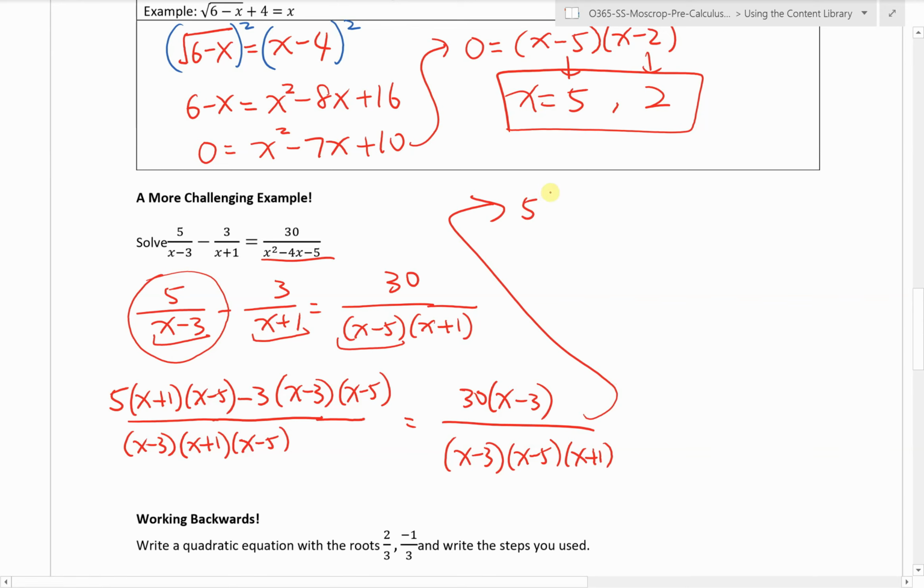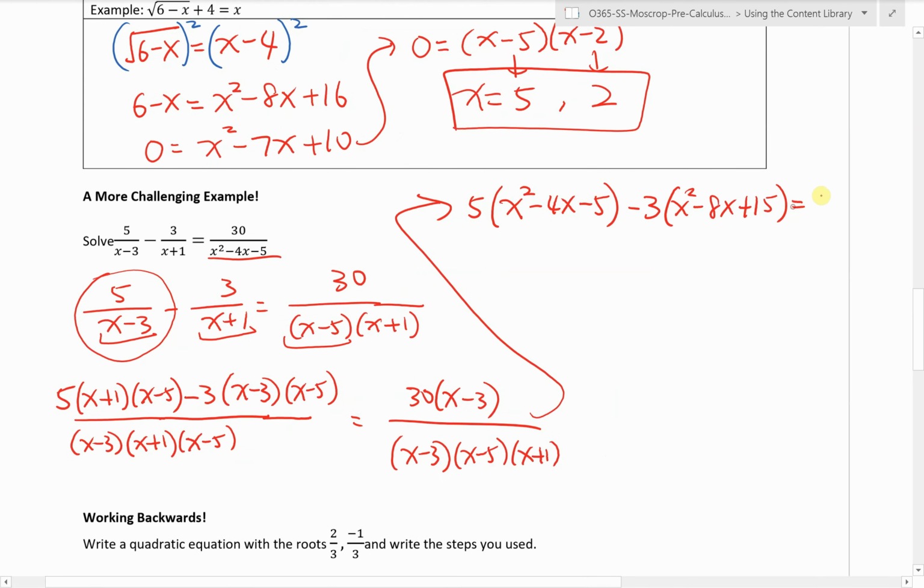Okay, so I have 5 times, this is a product of binomials. I'm going to multiply that. I get x squared minus 4x minus 5, minus 3 times x squared minus 8x plus 15. And on the right hand side, you should end up with 30x minus 90. And again, I can expand this even more. I should get 5x squared minus 20x minus 25, minus 3 times x squared is 3x squared. Negative 3 times negative 8, so be careful, it's both negatives, so plus 24x. Negative 3 times 15 is negative 45, equals 30x minus 90.